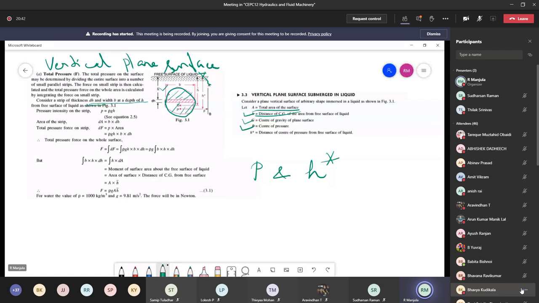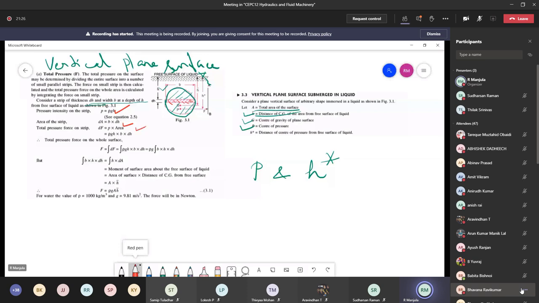So the pressure intensity, for this portion, will be rho g h, the hydrostatic pressure. So rho into g into h, where h is the head from the free surface, is the pressure intensity of the small strip. Now what is the area of the small strip? Area dA is b, the width, into dh, the thickness. Now the pressure force on the small strip is dF equal to p into dA, that is rho g h into b into dh.